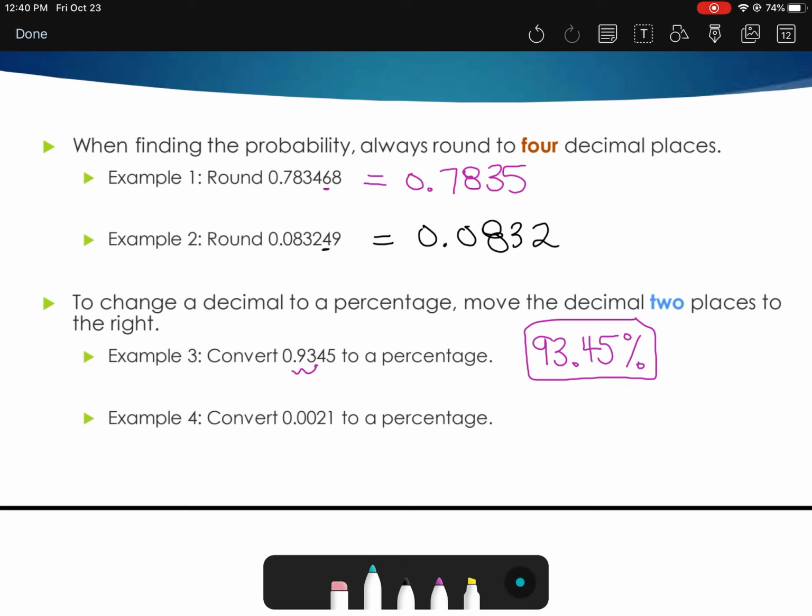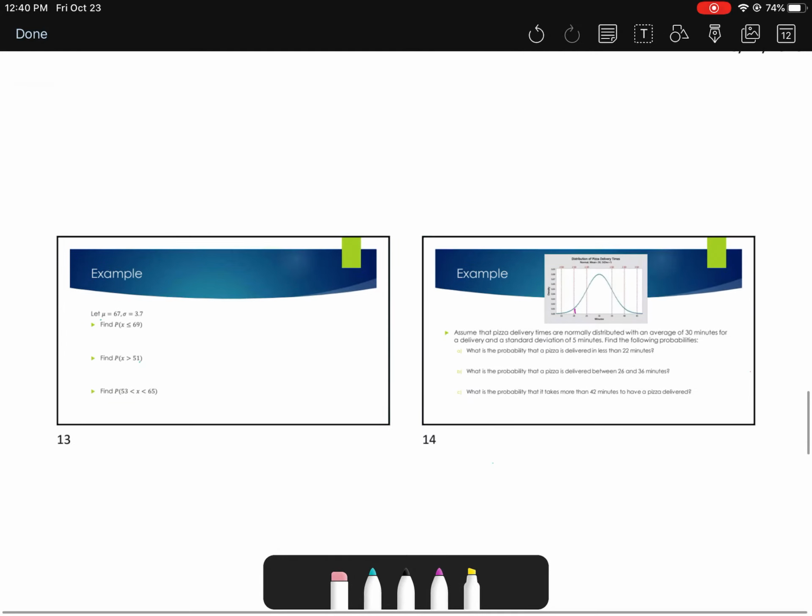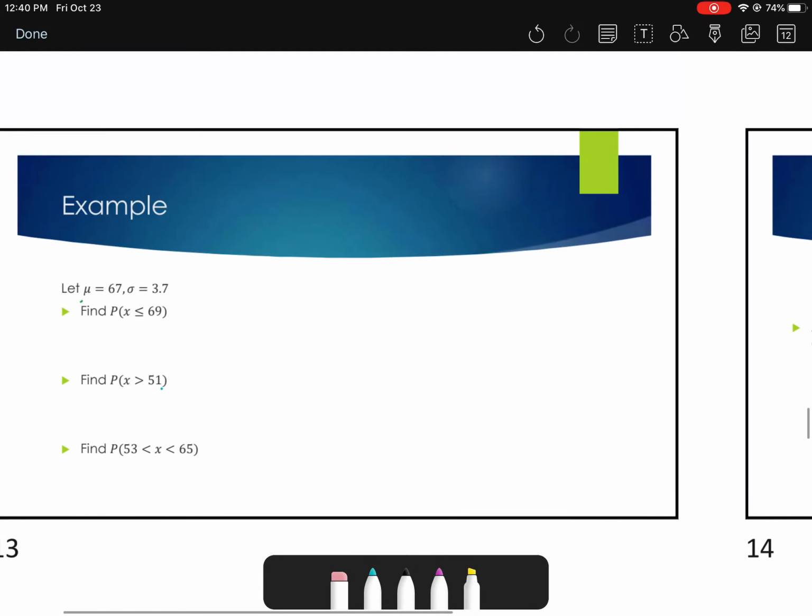Okay, so let's look at the next one. I want to convert 0.0021 to a percent. Okay, so this one, it's going to be 0.21%. Since it's less than 1, I'm going to include the 0 in front of it, just as that placeholder. And that's my answer. Okay, so let's actually go ahead then and do some practice.